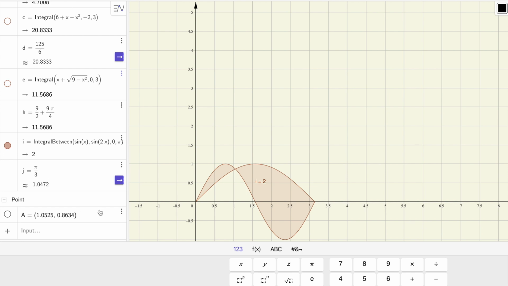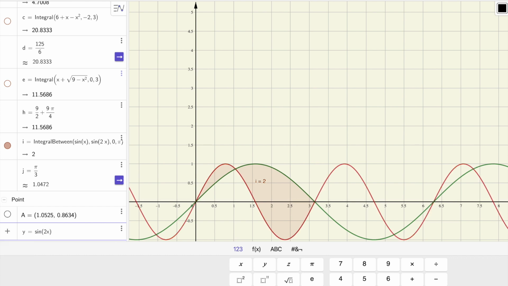The only thing that I can see is, let me make it clear so I have a little bit of time. So let me just draw them differently. Y equals sine of x. Let me just draw that, and then let me also draw y equals sine 2x.